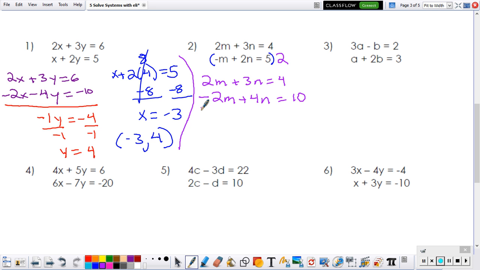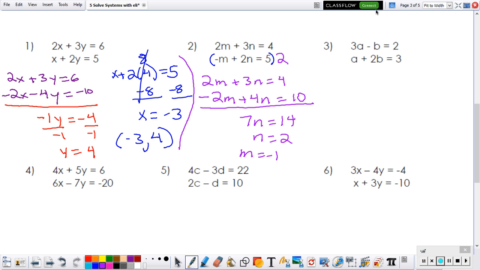Add down gives me 7n equals 14, n equals 2. Now I'll be honest with you, I don't have enough room to plug it back in, so I'm just going to tell you that m equals -1, but you just take the n and plug it back in like we've been doing. I'm going to start you off with a few more, and then you're going to work with your partners.